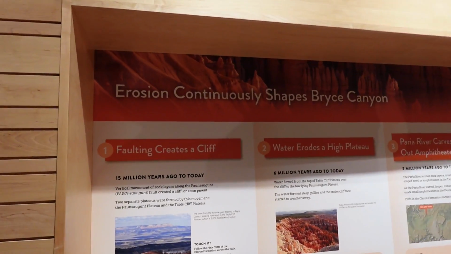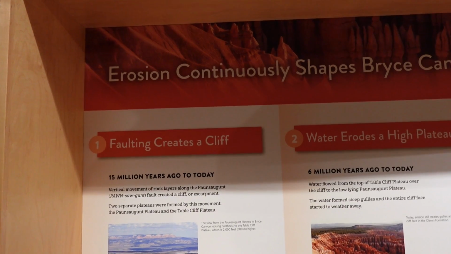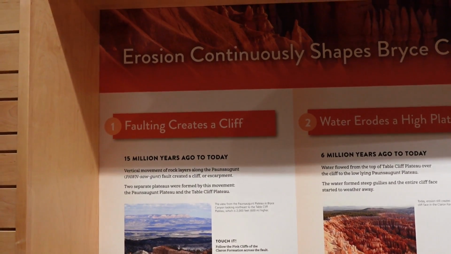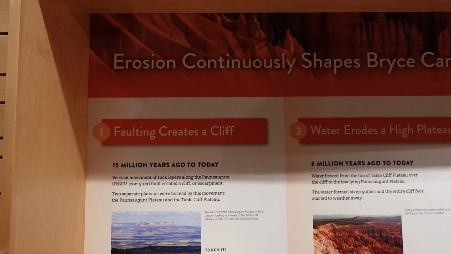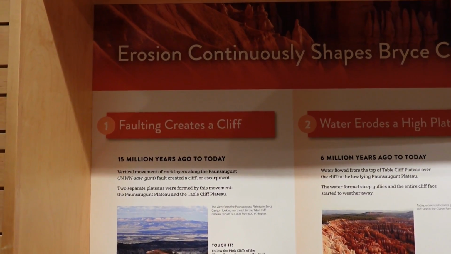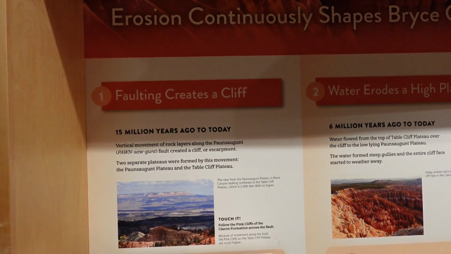So now that the Claron's been deposited and it's now part of the Colorado Plateau, the story of the hoodoos here, or the fantastic features that you see in Bryce, are really a story of erosion. And that erosion starts kicking off about 15 million years ago here. But what happens here is you have a series of faults coming into this area.